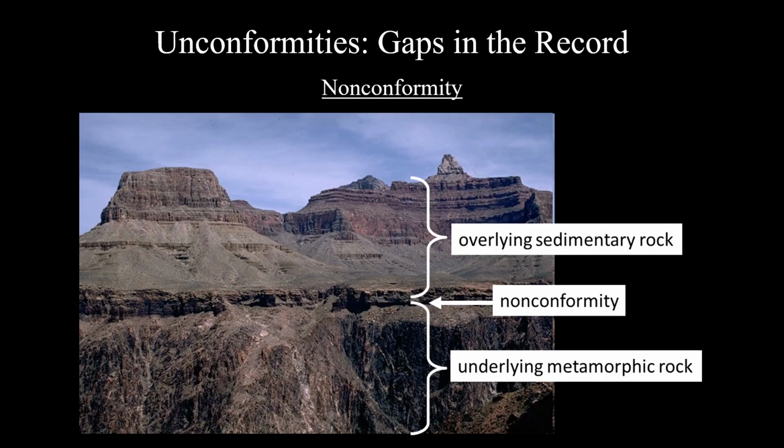Here's an example of a nonconformity from the Grand Canyon. So this Colorado River is just out of your image below this image. That's the Vishnu schist at the bottom, underlying metamorphic rock. And then there is overlying sedimentary rock on top of that, nicely relatively flat as the Grand Canyon sediments are. And that's a nonconformity where that sediment is touching onto the Vishnu schist, the metamorphic rock.